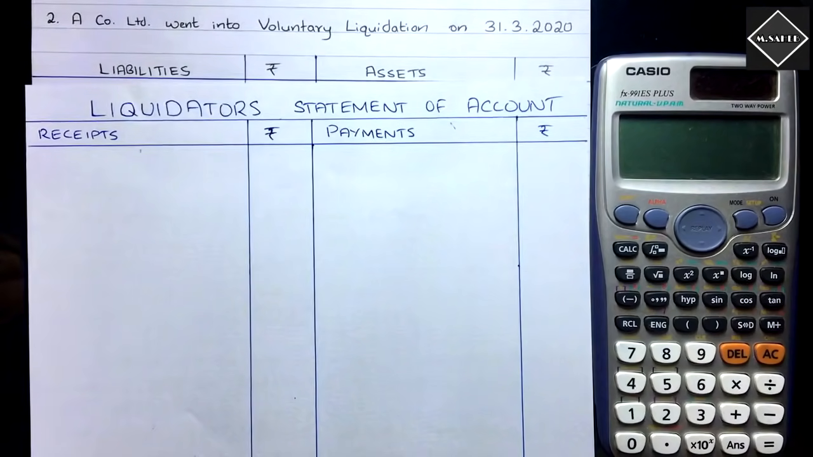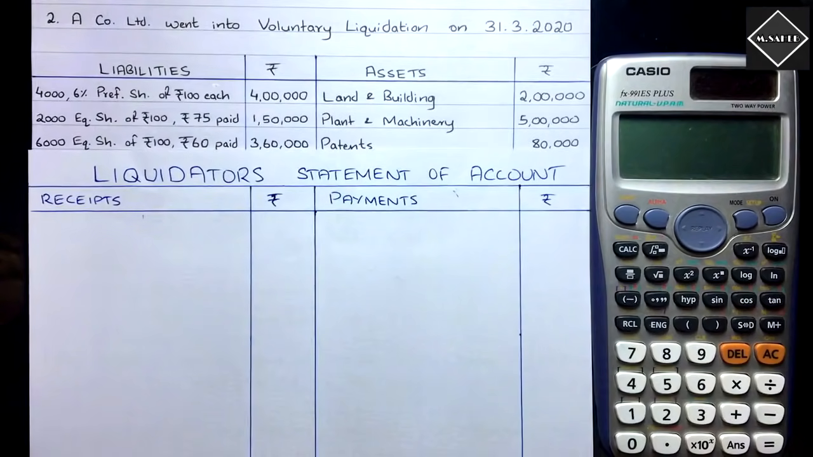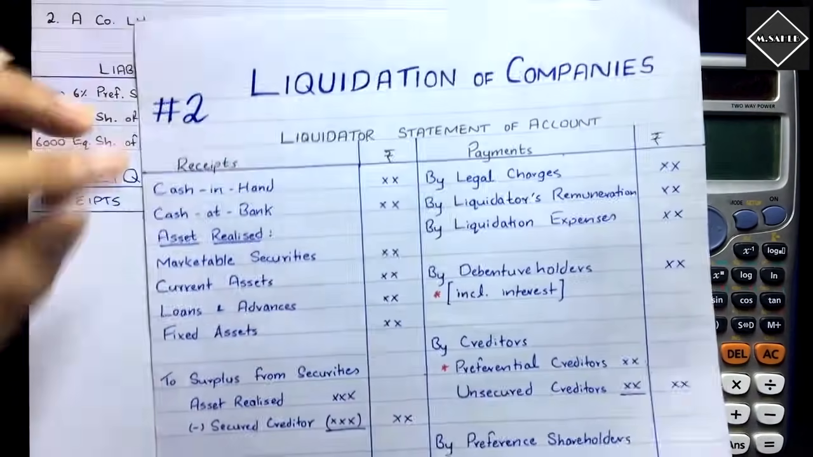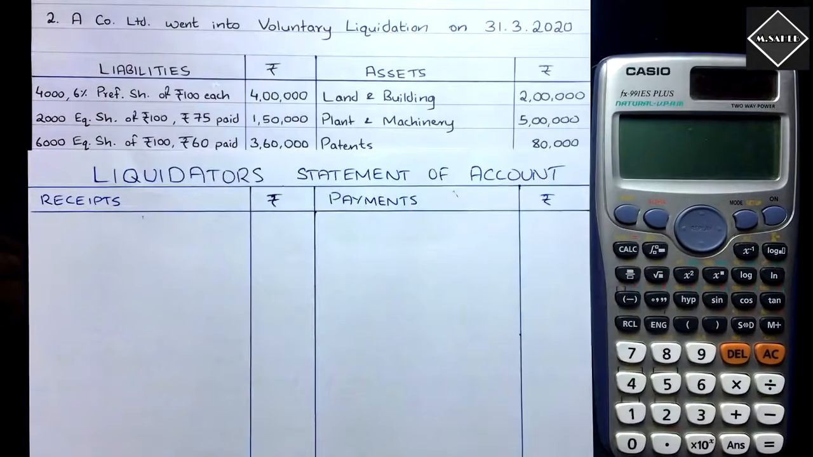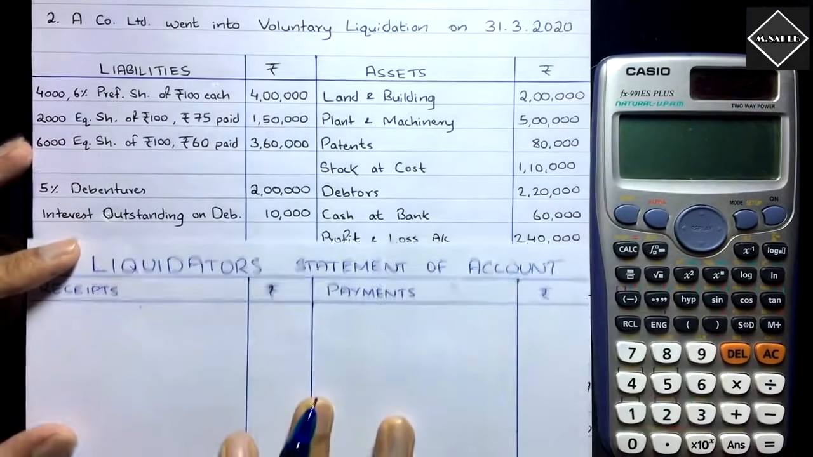See here, first what do you take? First you go to the receipt side and you take assets realized. But first you have to make sure whether you have any cash in hand or cash at bank. So do we have anything in this problem? Yes, we have cash at bank 60,000. So let's take that.